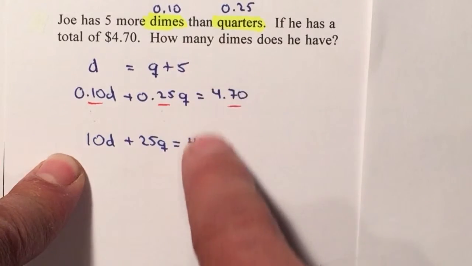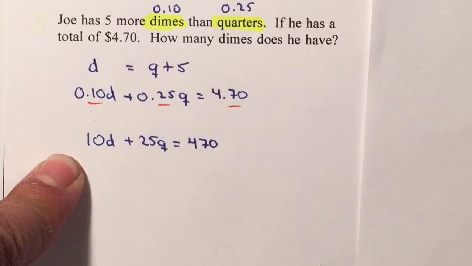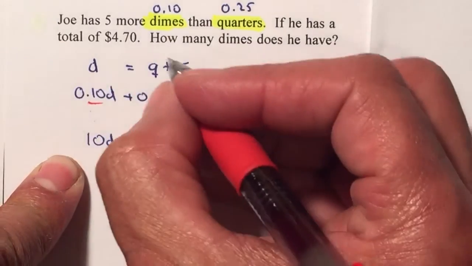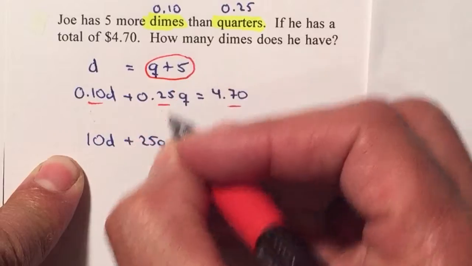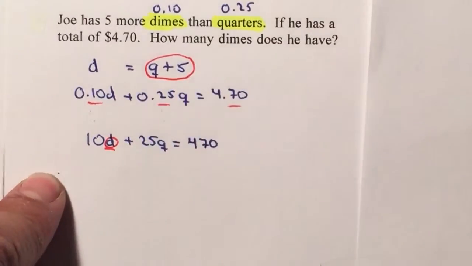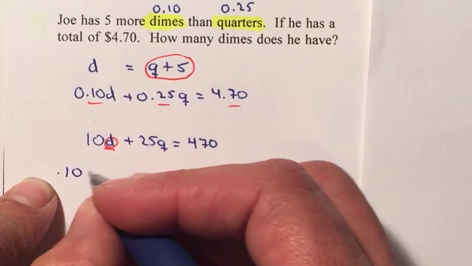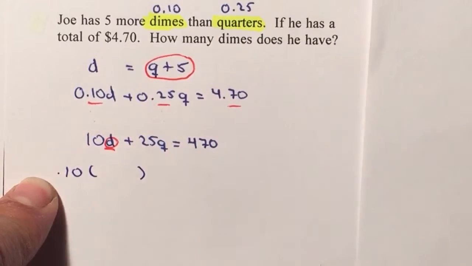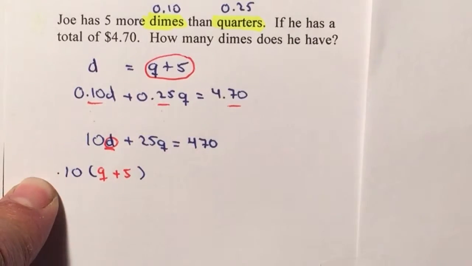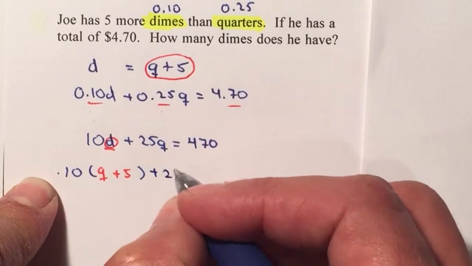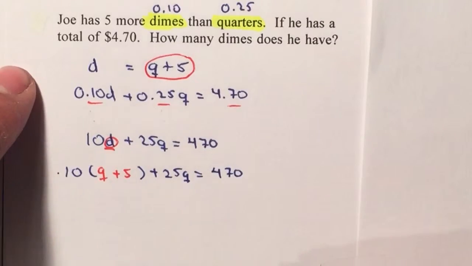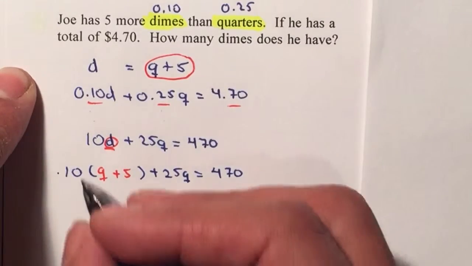Now, I have two equations, and you can do it by substitution or combination. In this case, because we have D is equal to Q plus 5, I'm going to plug this Q plus 5 instead of the D. I'm going to replace it. So now I have 10, instead of the D, I'm going to replace it with Q plus 5, plus 25Q is equal to 470. And now I can solve for Q.